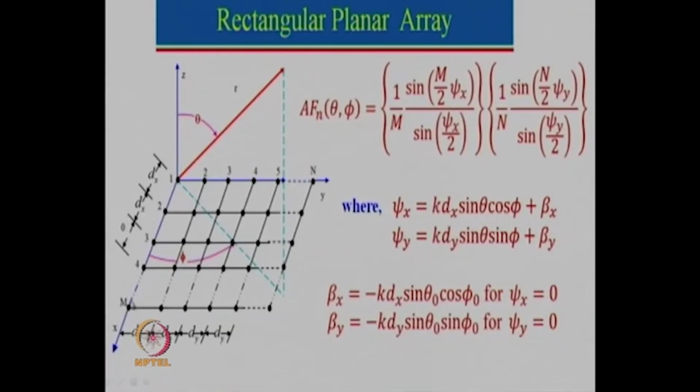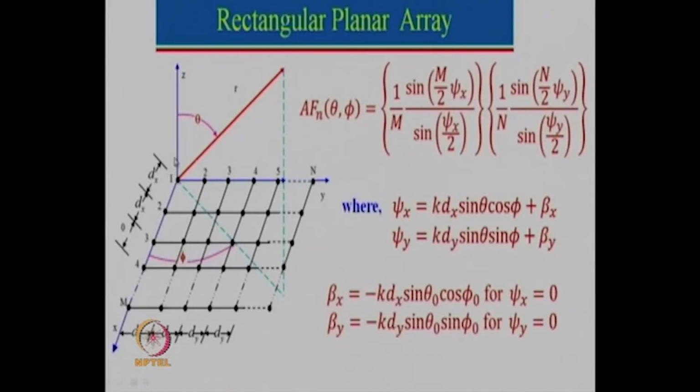So, the total number of elements is m multiplied by n. Finding the array factor is actually very simple. First, we find the array factor for this linear array, which is given by this term here, 1/m sin(mψx/2). What is ψx here? That corresponds to the elements going towards the x direction.